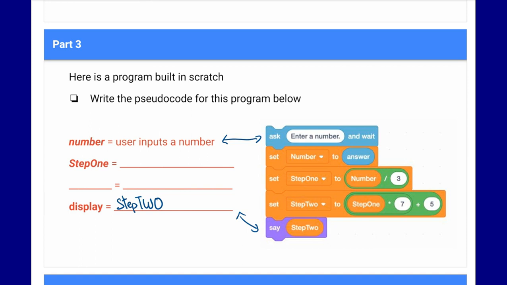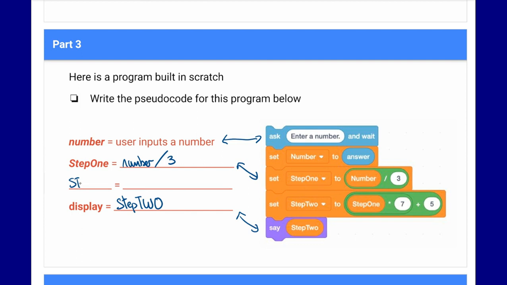So in our next one, let's go back up to step 1, because we're setting step 1 to number divided by 3. Let me say number slash 3. Basically, we're saying we're going to take the number and divide it by 3. Let's use the slash, let's keep it consistent.